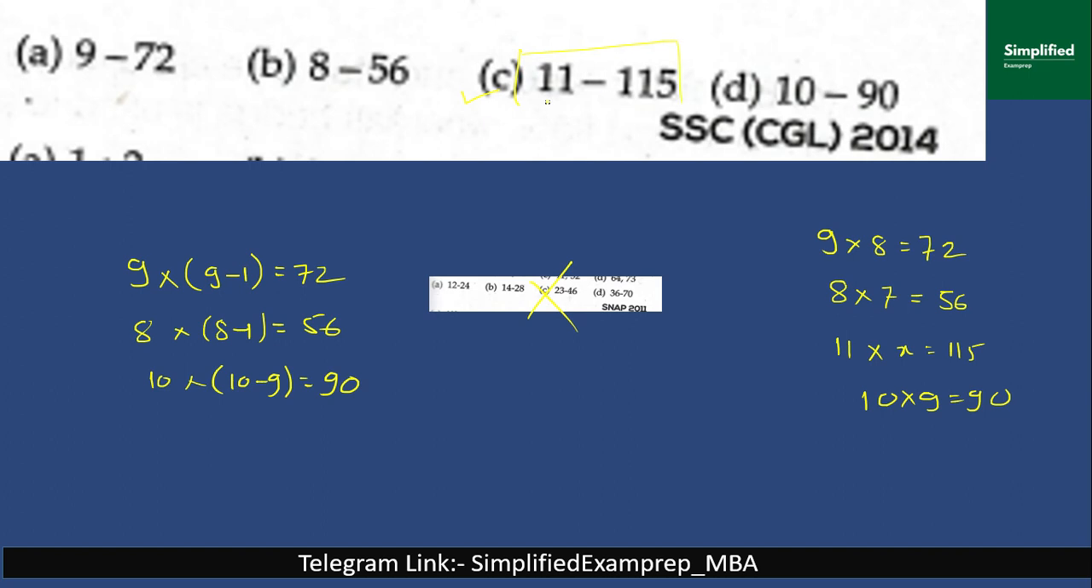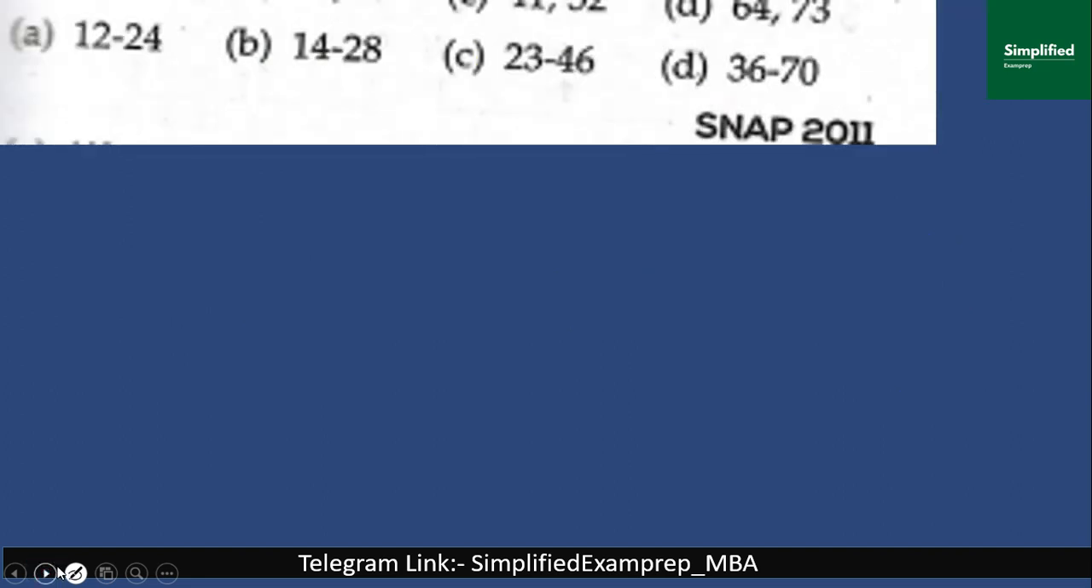C. In the examination you can also think like that. Say 72 is a multiple of 9, 56 is a multiple of 8 and 90 is a multiple of 10, but 115 is not a multiple of 11. So the correct answer is C.